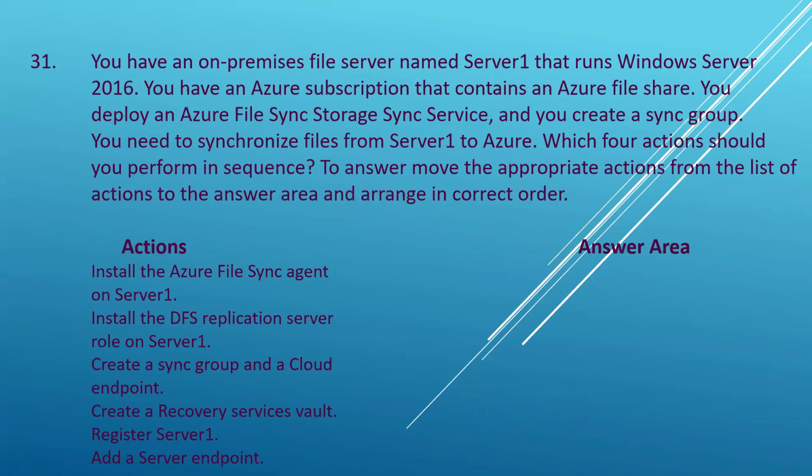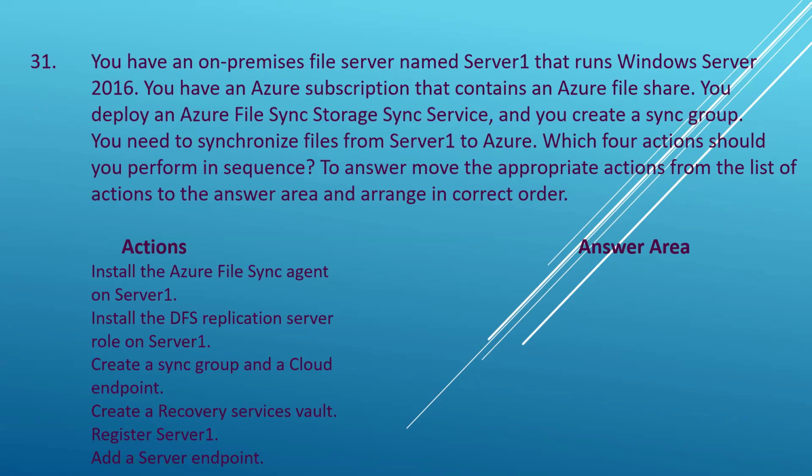You have an on-premise file server named Server 1 that runs Windows Server 2016. You have an Azure subscription that contains an Azure file share. You deploy an Azure file sync storage sync service and you create a sync group. You need to synchronize files from Server 1 to Azure. Which 4 actions should you perform in sequence? To answer, move the appropriate actions from the list of actions to the answer area and arrange in correct order.